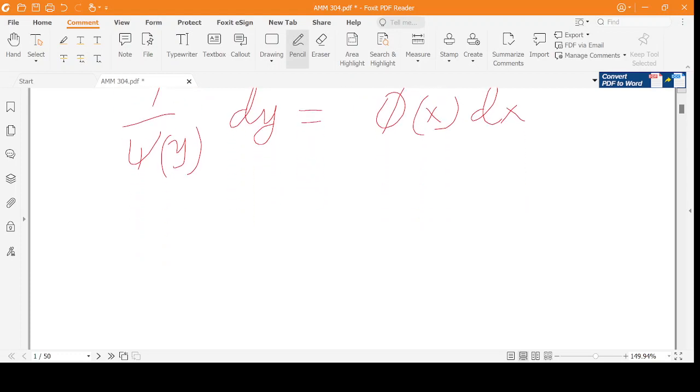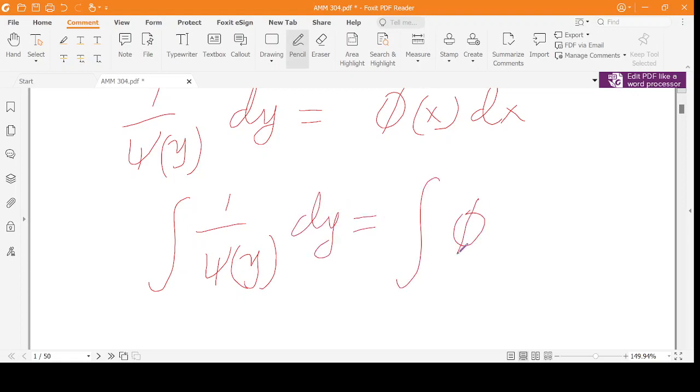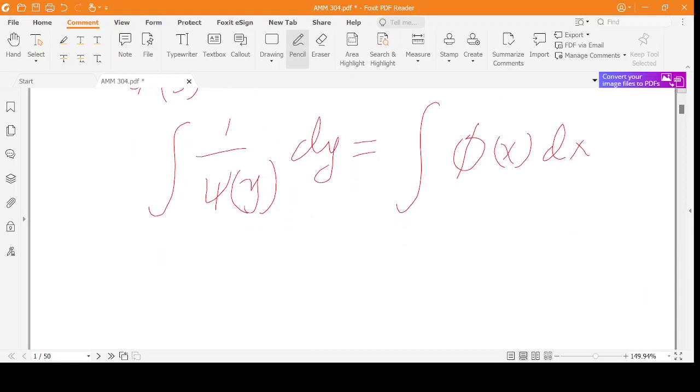And at this point we introduce the integral. So we write the integral of 1 over psi of y dy equals the integral of phi of x dx. Now if the functions psi and phi are known, then we can perform integration, and what we get is the general solution of the differential equation. So we're going to take an example.